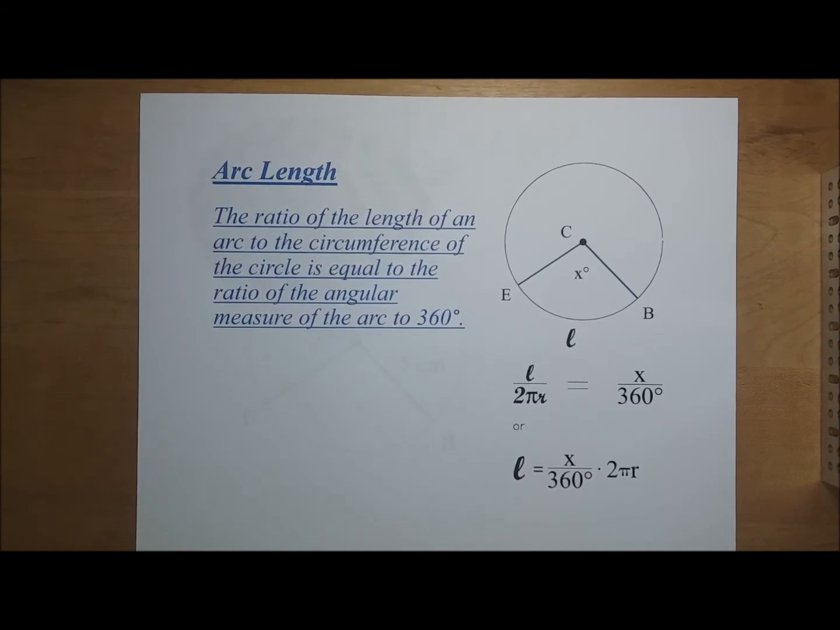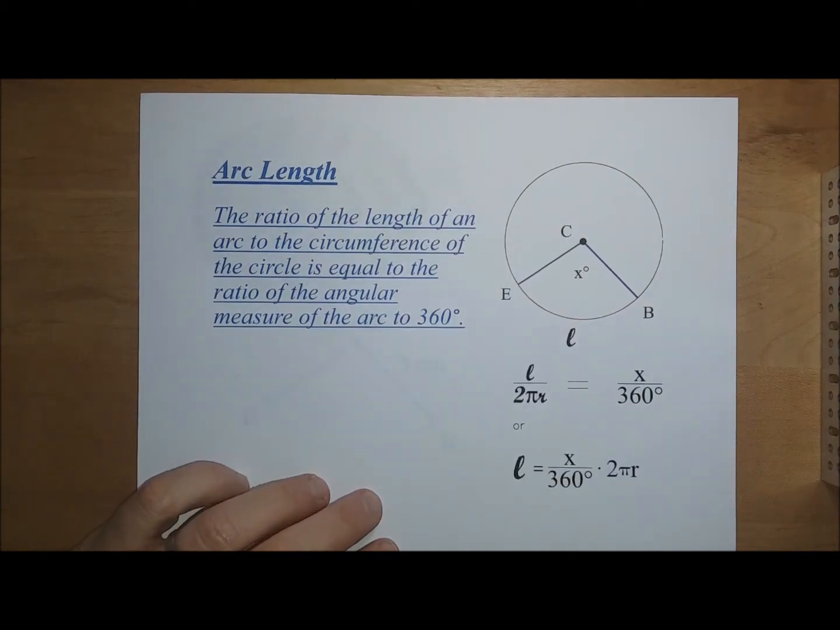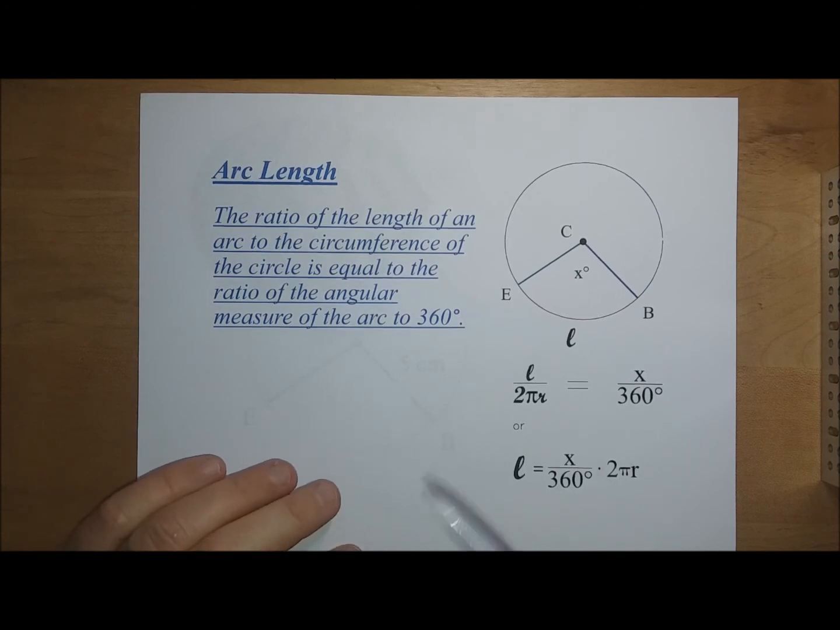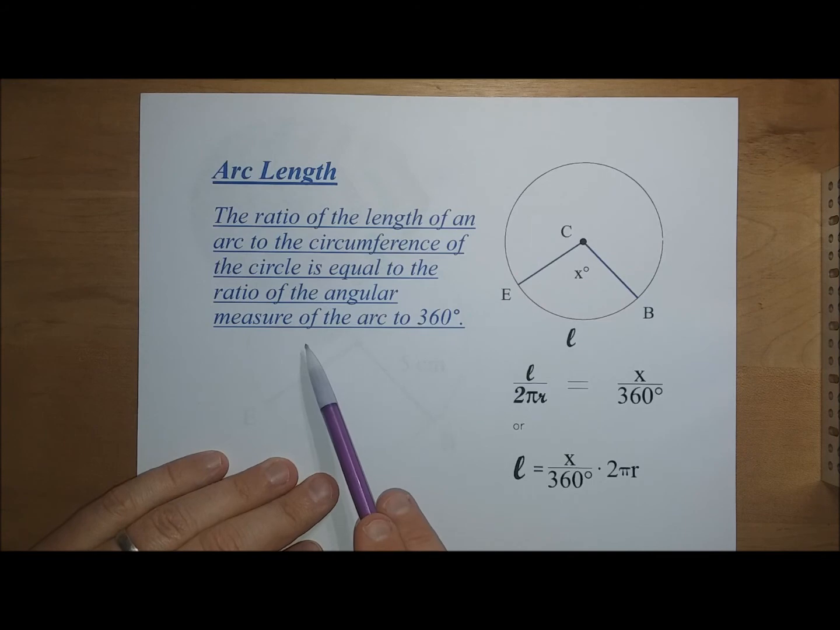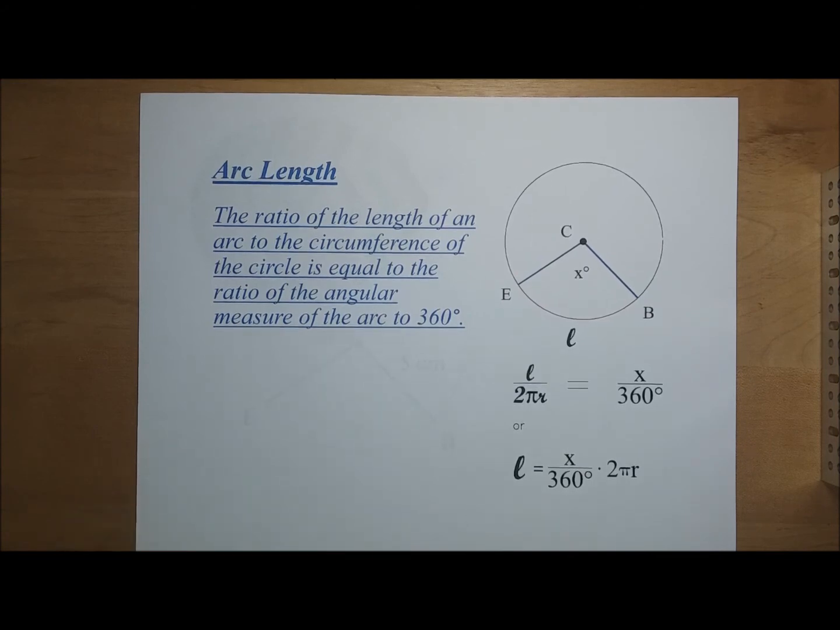All right, the last new concept in this lesson is arc length. Now, this is what's really interesting about arcs, is there's two ways to measure them. You can measure them with an angular measure, or you can measure them with an actual distance, the actual length along the arc. So far, we've been talking about the angular measure of arcs, but we can also find the lengths of arcs. And similar to our pie chart problem, there's a proportion here that helps us out. The ratio of the length of an arc to the circumference of the circle is equal to the ratio of the angular measure of the arc to 360.